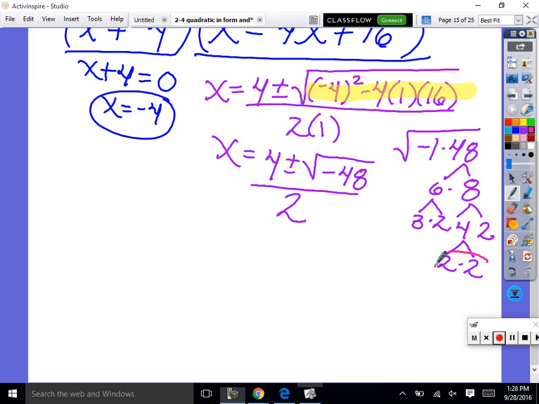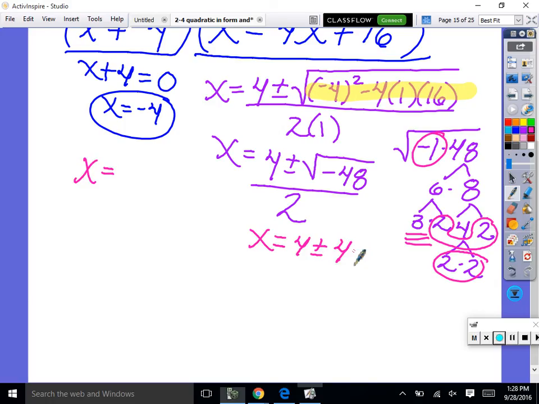Okay, pulling out groups of 2. We'll pull out a 2. We'll pull out a 2. And left is a 3. We'll pull out an i. So we'll be pulling out 4 i's and then square root of 3 is left. We should be able to see it that quickly. So we have x is equal to, so I'm going to write it right here. X is equal to 4 plus and minus 4i square root of 3, all over 2.